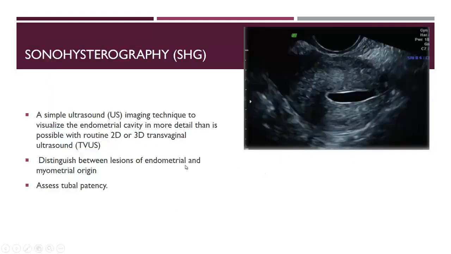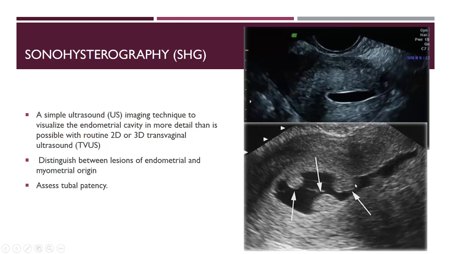Sonohysterography. Sonohysterography is a simple ultrasound imaging technique to visualize the endometrial cavity in more detail than is possible with routine 2D and 3D ultrasound. It can distinguish between endometrial and myometrial origin and assess tubal patency, but here we can only see the tubal patency, and we could not assess if the tube is healthy or not. In many of the cases that I showed you, the diseased tube is patent, but it is unhealthy. Also regarding myometrial and endometrial origin, fibroid or polyp, I think with new machines we can differentiate between polyp and fibroid without the use of sonohysterography.